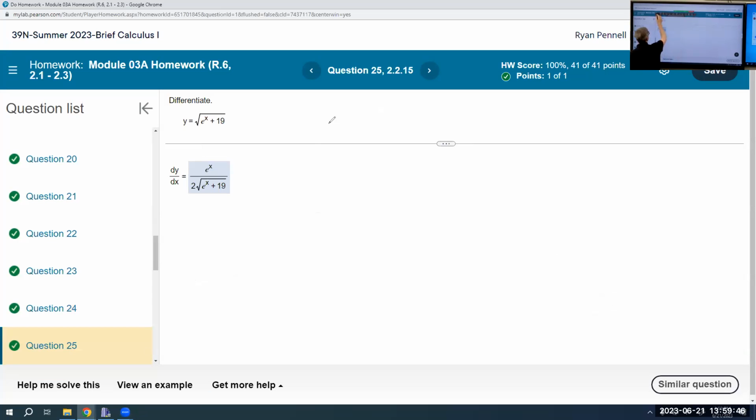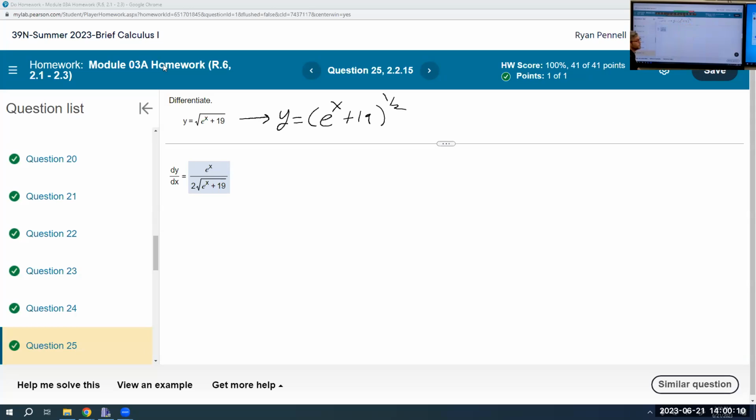Number 25, what does that bring me? All right, we have a square root to play with. You can probably guess what my first move here is. I prefer exponents rather than square roots because I know how to deal with them. So I'm going to rewrite this as e to the x plus 19, to the 1/2.